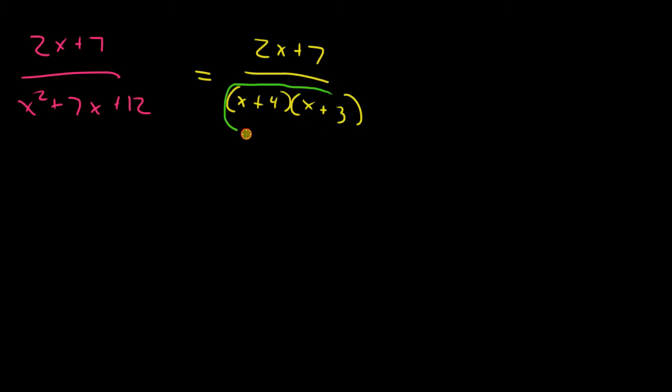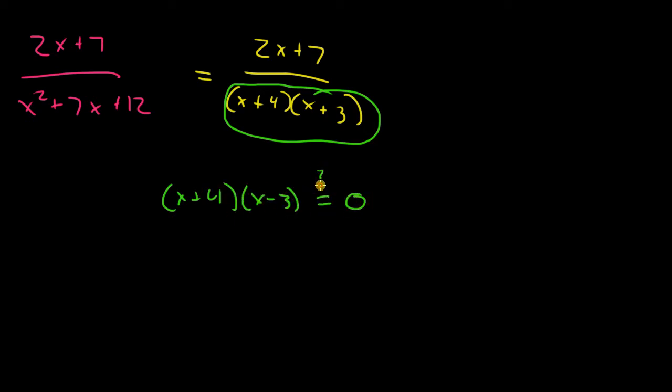And so we want to know when we're going to get a 0 on the bottom. So when is this 0, we're asking? When is x plus 4 times x plus 3 equal to 0? Well, when either this part or that part is equal to 0. So that's when either x plus 4 equals 0 or x plus 3 equals 0.